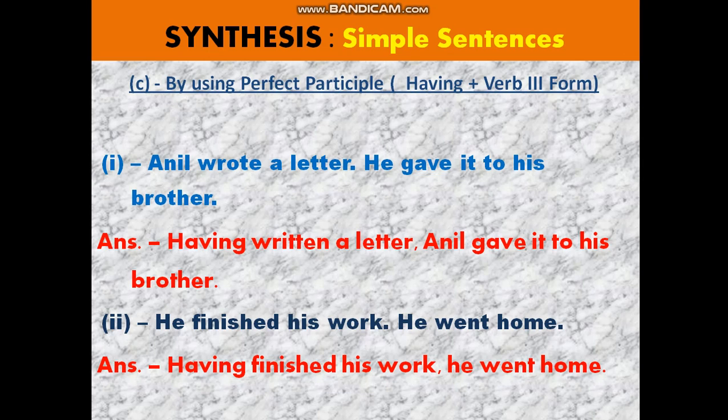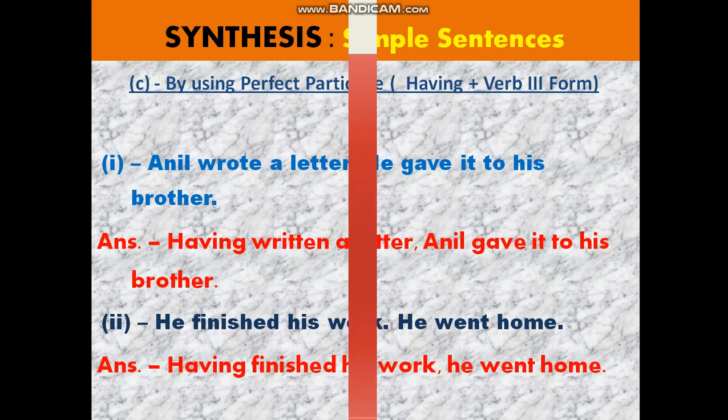I think you notice what I notice here. The subject in both the sentences is the same. Anil here, he for Anil here. He finished his work, he went home. Both these sentences are talking about the same person. But sometimes we have different subjects in our sentences. Subject here may be different and subject here may be different. What will we do then? How will we combine our sentences?